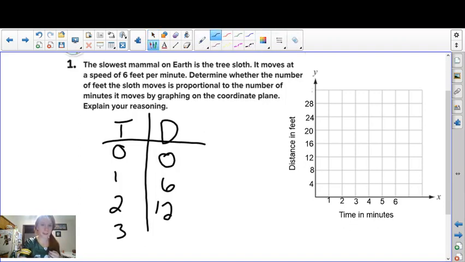All right. 3 minutes, and he can move 18 feet. So it tells me to determine if it's proportional by graphing on the coordinate plane. So I'm going to start at 0, 0. I'm going to make a dot, and we know 0, 0 is in the corner. I'm not going to use my pen. This is so much easier if I do it with my mouse than with my finger. That's still quite small. I'm going to make that a little bit bigger.